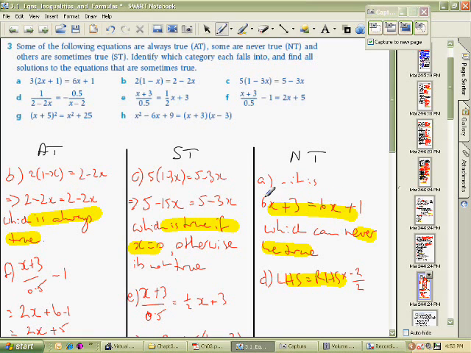Whatever that turns out to be, 6x on both sides is always going to be the same, but this is plus 3 and plus 1. It's never going to equal the same thing. So it's just a nonsense, and it's never going to be true.